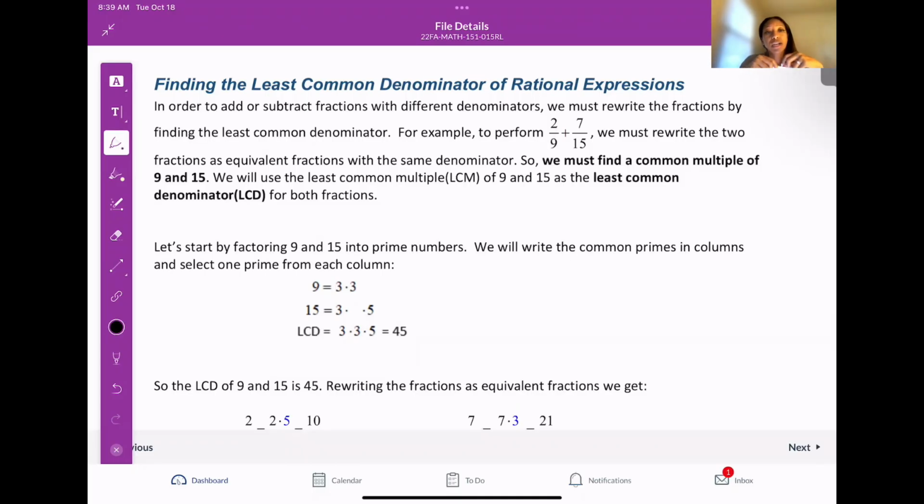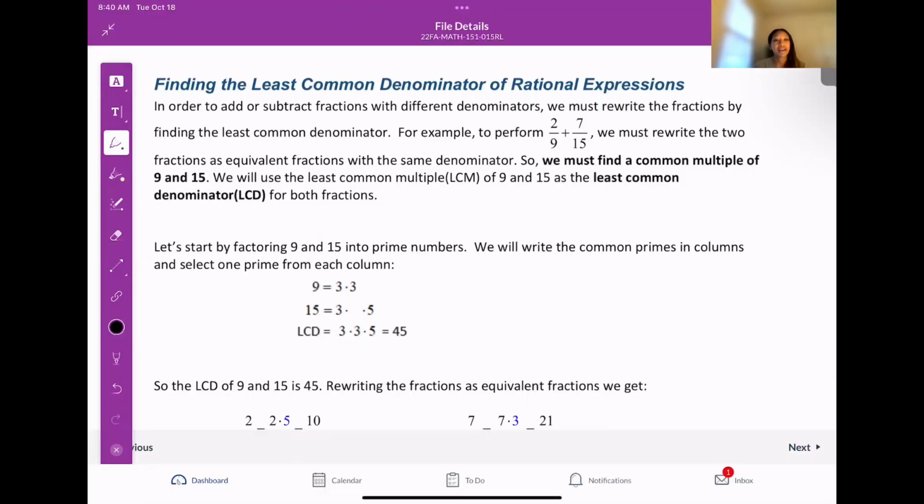So in order to add or subtract fractions with different denominators, we must rewrite the fractions by finding the least common denominator. For example, if we had to add 2/9 plus 7/15, we'd have to find a number that's a multiple of 9 and a multiple of 15. We can use any one, but we usually want to find the smallest one. That number is called the LCD. Once we get that, then we'll write both expressions with that LCD. In this case, it would be 45, okay?